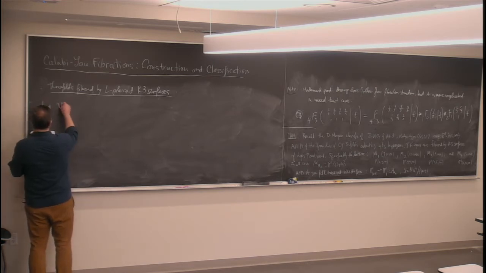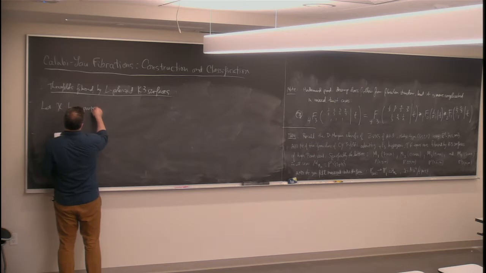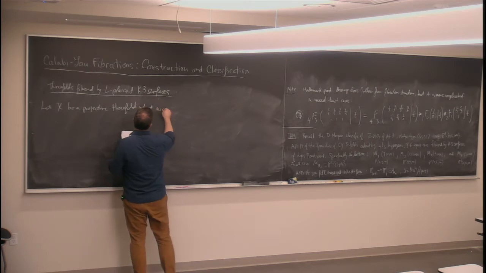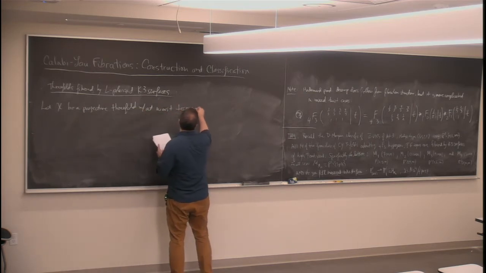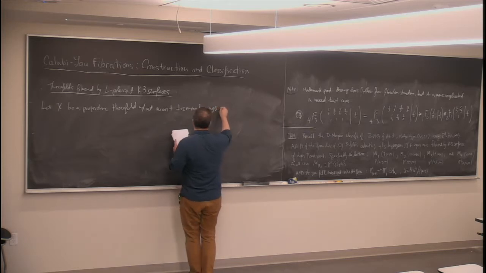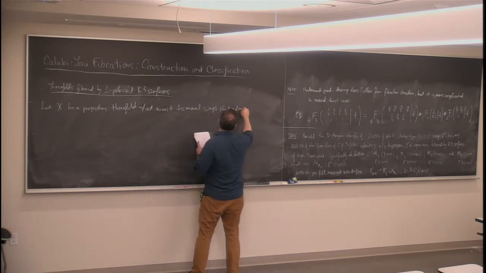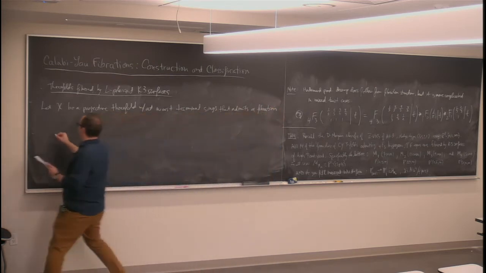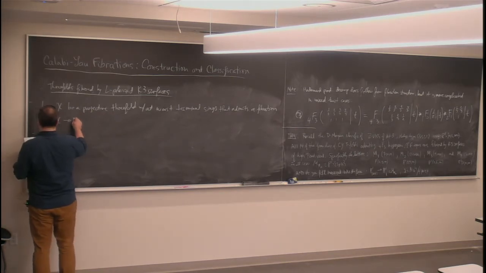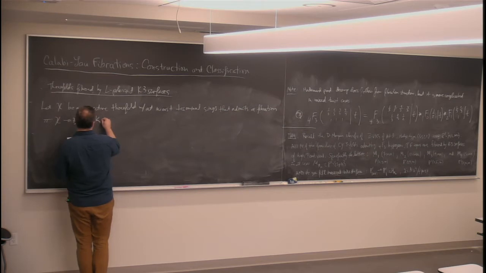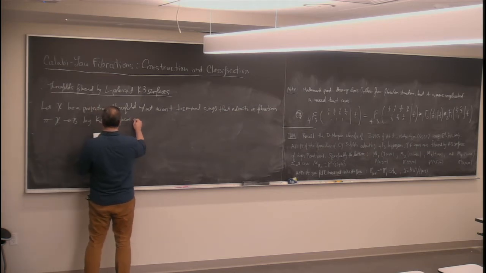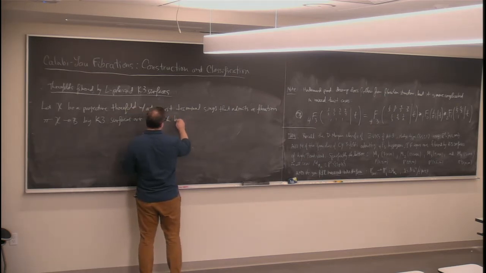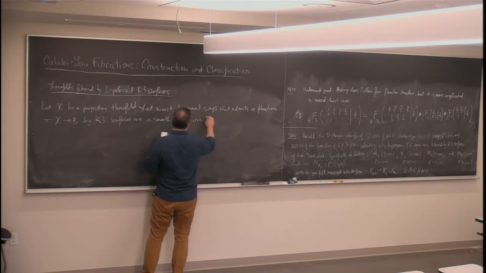So let's let X be a projective threefold with, at worst, terminal singularities that admits a fibration pi from X to B by K3 surfaces over a smooth base curve B. Okay.